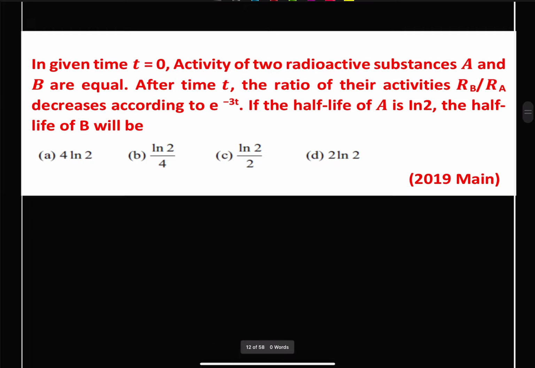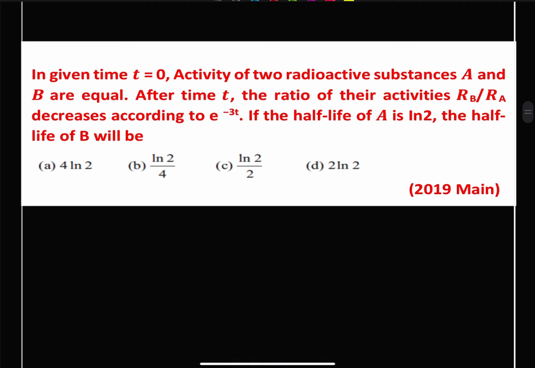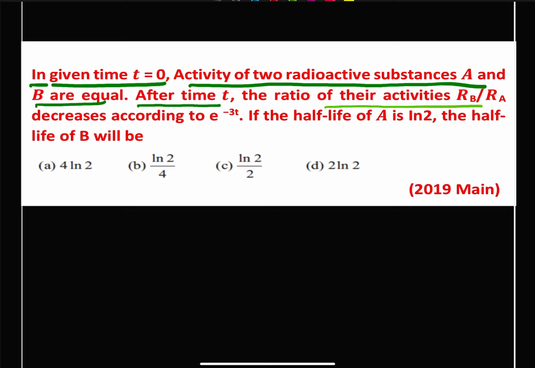Next question. It states that at given time t equal to t naught, activity of two radio substances A and B are equal. After time t, the ratio of their activities Rb to Ra decreases according to e raised to power minus 3t. If half-life of A is natural log of 2, the half-life of B will be.